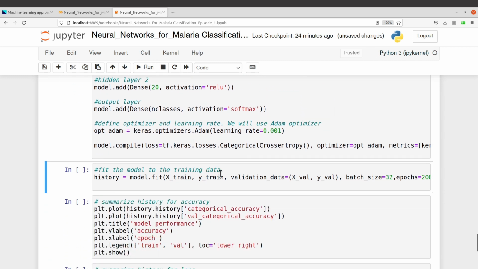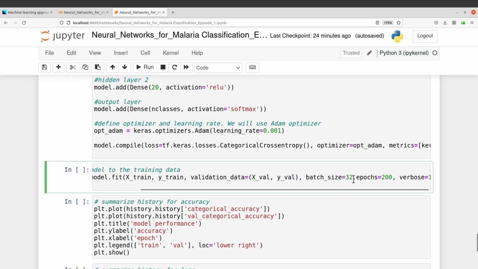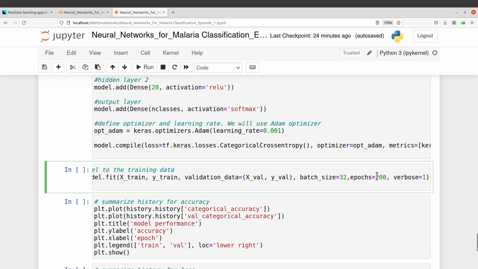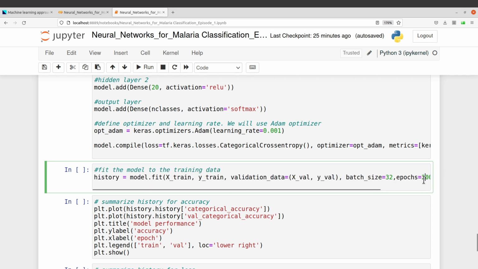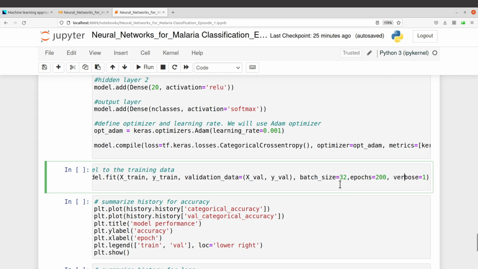Okay, now we are going to fit our model to the training data. So we use this to do that and we also specify the validation data here. I have my batch size, I have my epochs, which is 200. And I also have verbose equals 1. The verbose equals 1 lets Python display some information for us. It will let us know the accuracy and the loss as the model is being trained. So I set it so that we can see what is happening with the model.